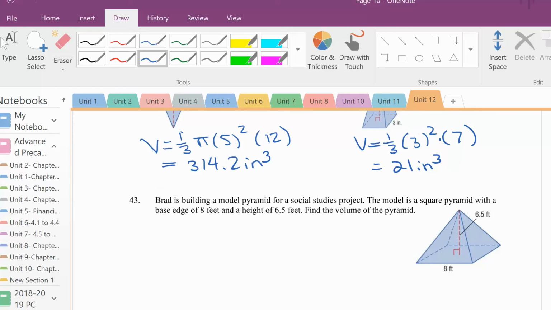Brad here is building a model pyramid for a social studies project. The model is a square pyramid with a base edge of 8 feet and a height of 6.5. Find the volume of the pyramid. Well, it's 1/3 8 squared times 6.5. And when you multiply that out, you get 138.7 cubic feet.